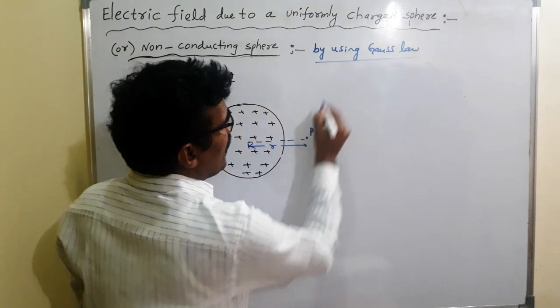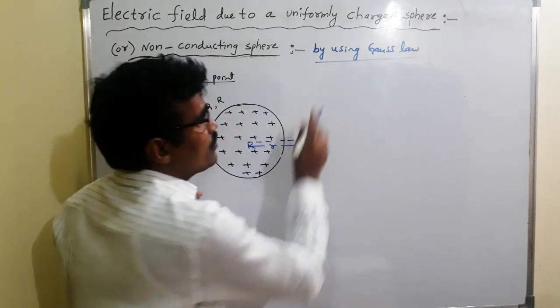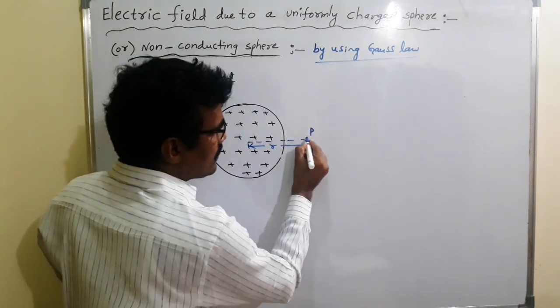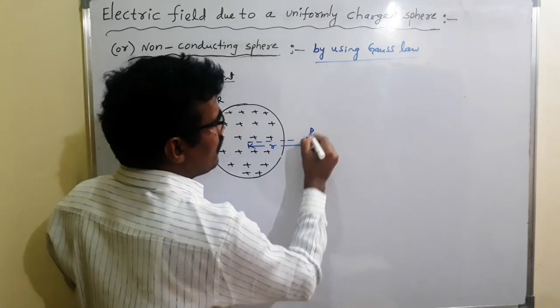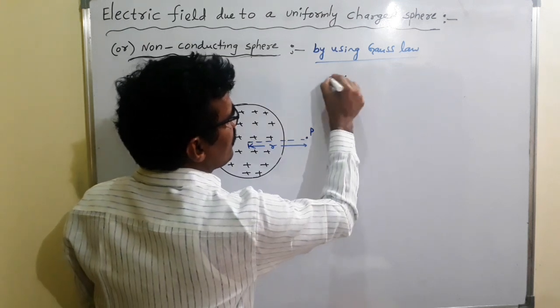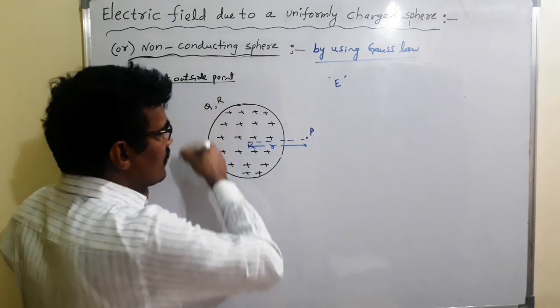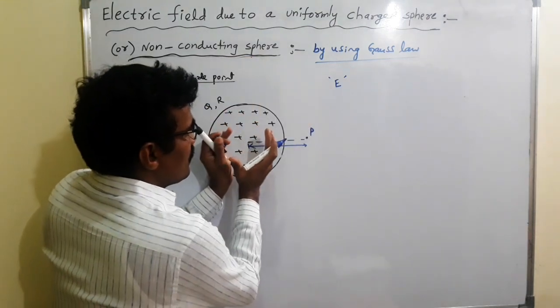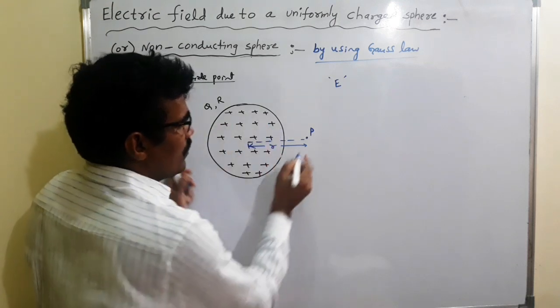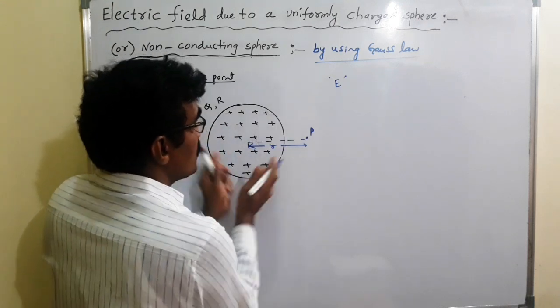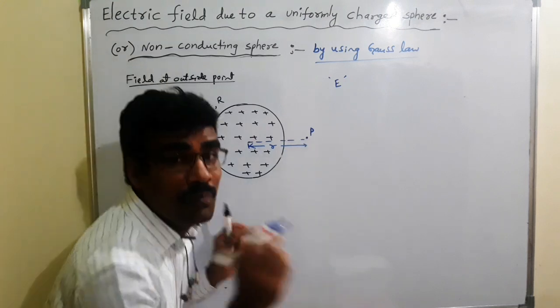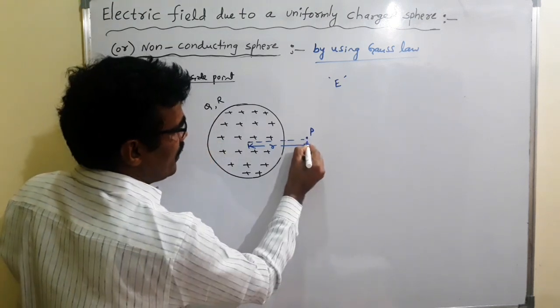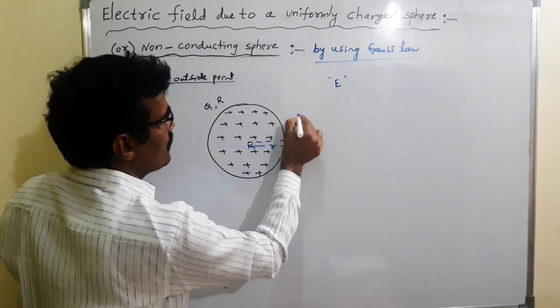So here, apply Gauss law by using Gauss theorem. This is the point P. Let the field at point P be E. So draw a Gaussian surface around it. This is a spherical shape. Draw a spherical shape around this sphere and passing through point P.